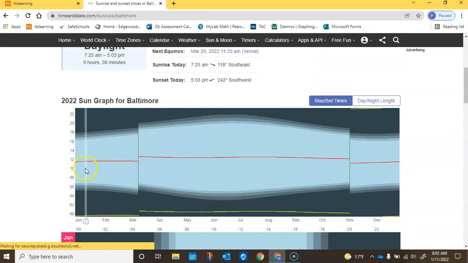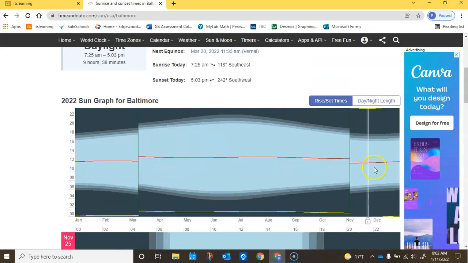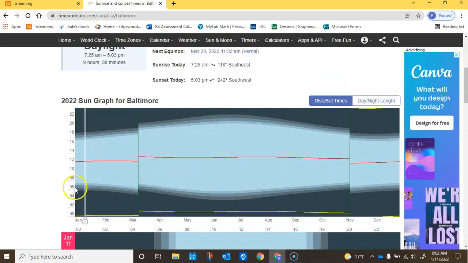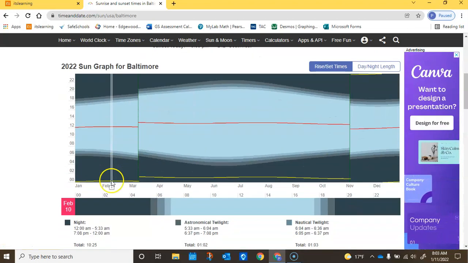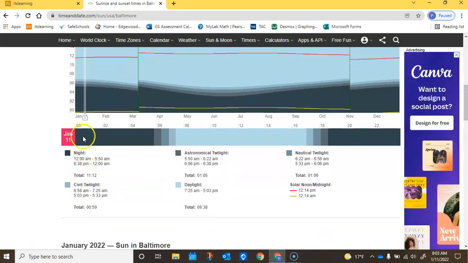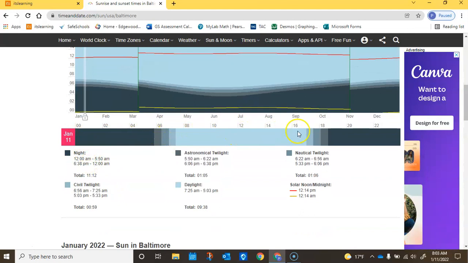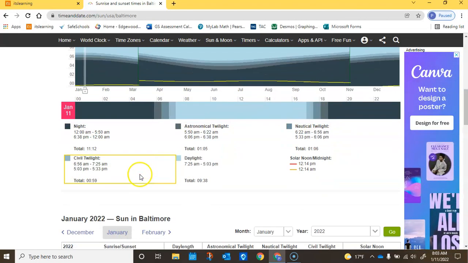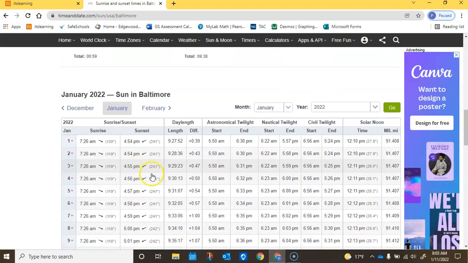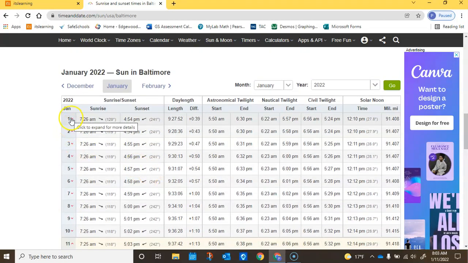So it shows you, first of all, what your curve should look like from January to January. All right. And then if you go down here, it shows you what the daylight looks like. So you can see where the daylight is between what hours. And then if you come down here, it tells you the day and the length of that day. So January 1st, the day was 9 hours, 27 minutes.